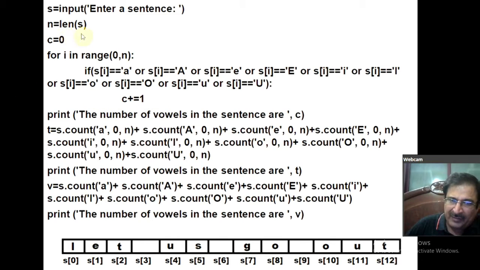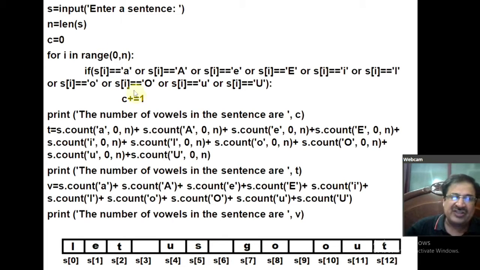The value of I will increment to 3. S3 has white space. So does it match any of the vowels? No. The value of C will remain 1. The value of I will become 4. Does S4 have any of these characters, uppercase or lowercase vowels? Yes, it has U. So the value of C will increment to 2. The value of I then will increment to 5 and so on.